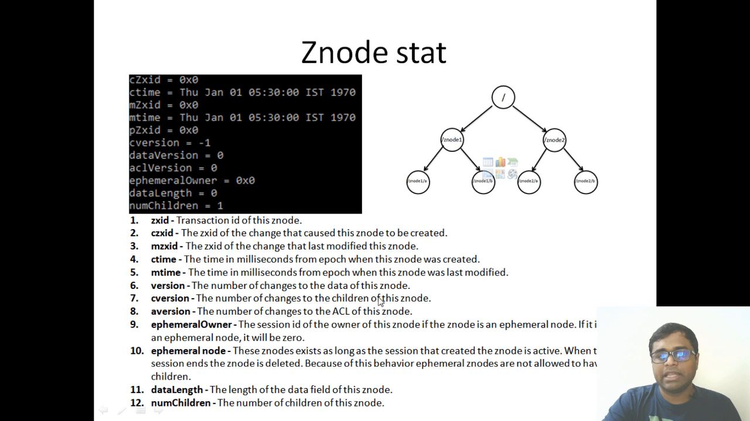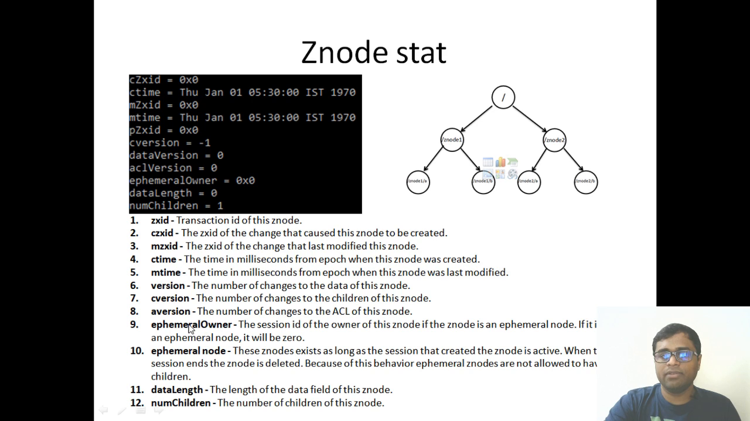Version number is basically the number of changes to the data of this node. If anything happened, like a restart, this version is going to track all those things. Now C version is the number of changes in the children of this node. Every single node has multiple children. It is not necessary that they are leaf nodes, but let's say they are internal nodes, so there might be some changes to the children. Those kinds of things are given by the C version.